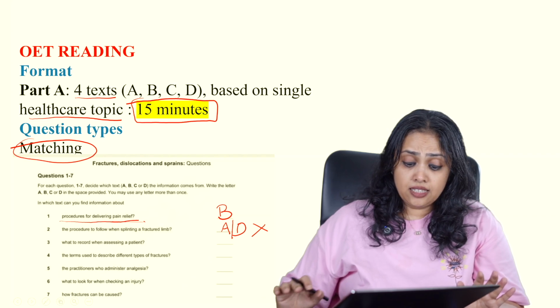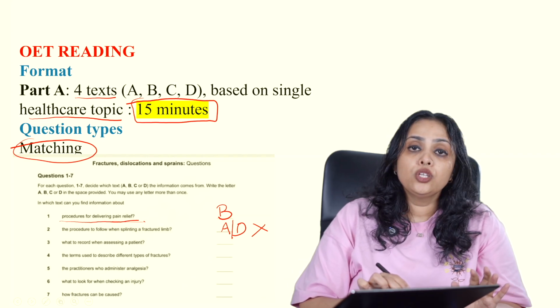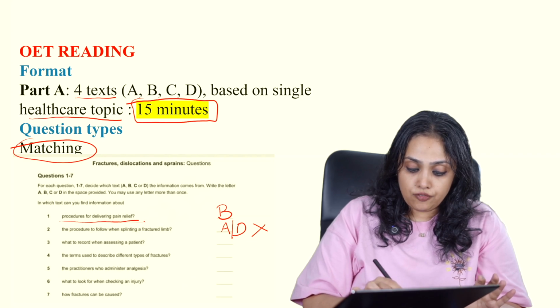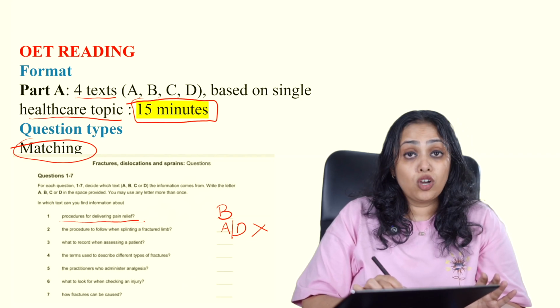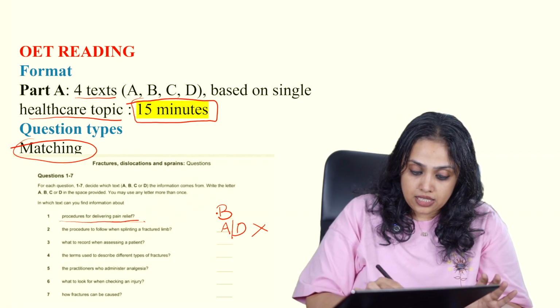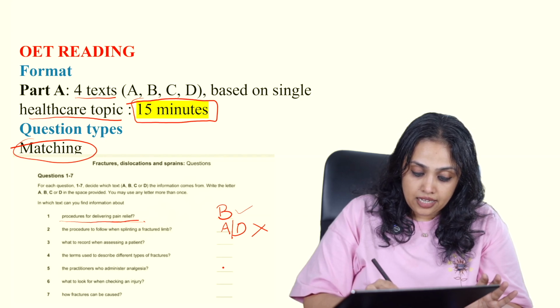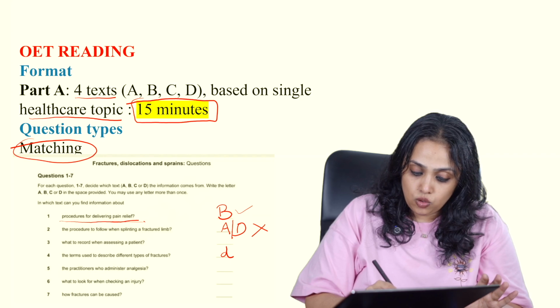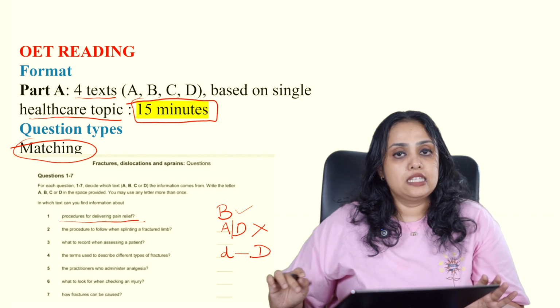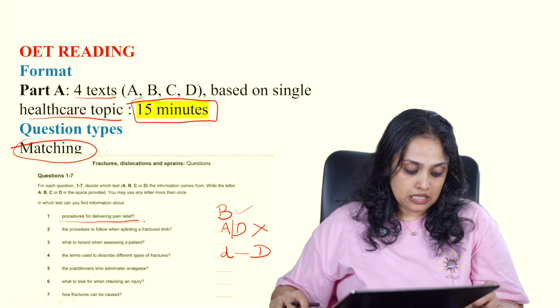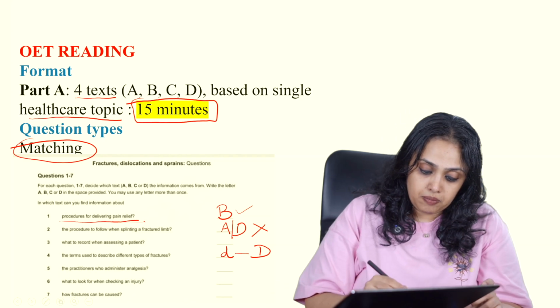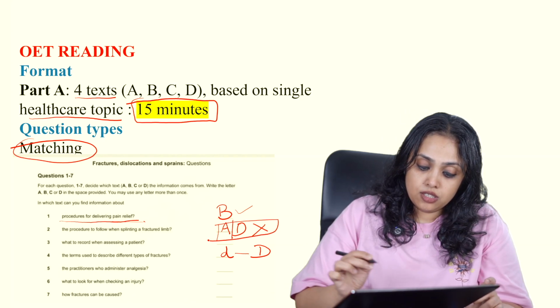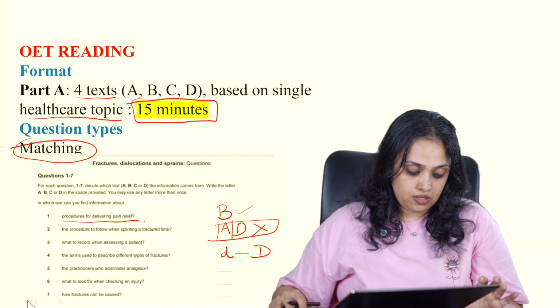Then another thing you can do here is ensure your consistency. It's always good to write in block capital letters. Here you write B, okay, you get a mark here. And now for question number 4, if the answer is D, don't write a small d, go for capital D itself. It's always good to maintain consistency. And again, keep this in mind, don't mark 2 options for a question.